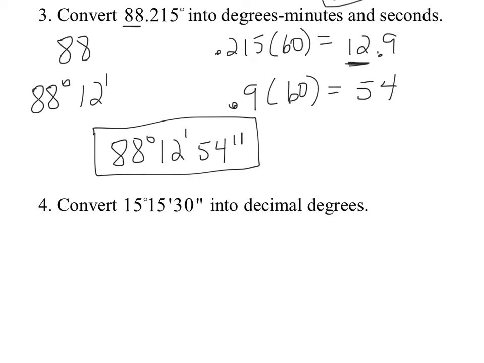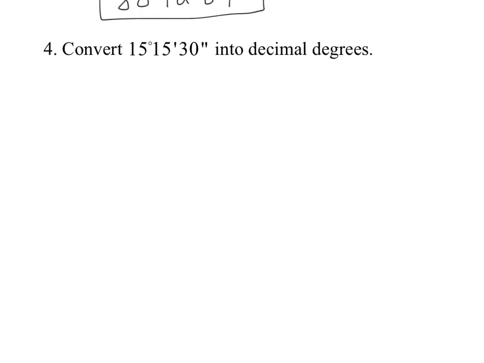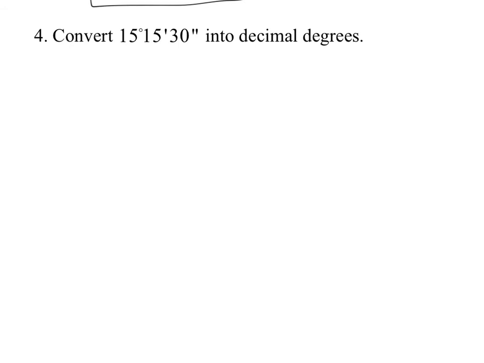All right, question 4. Now we're going to convert from degrees, minutes, and seconds back into decimal. Now when we're doing this one, we have to divide instead of multiply. So it's a little bit different. So let me move this up. And we're going to take our 15 degrees, and this time we're going to put a plus sign because we're going to add these other parts.